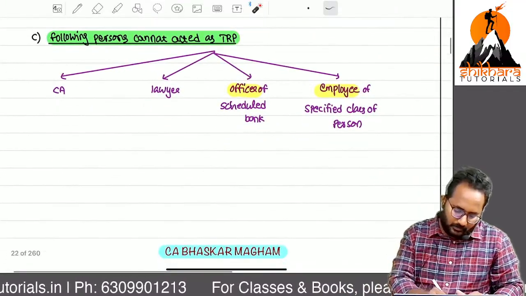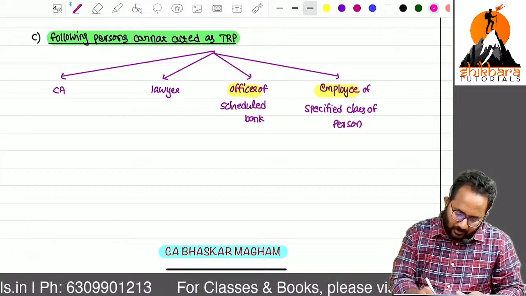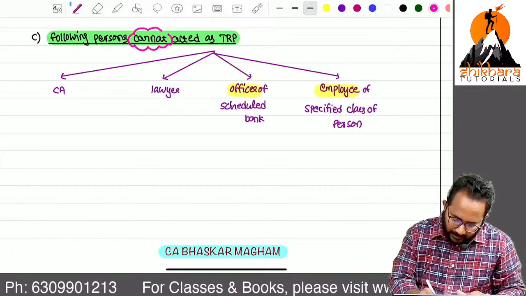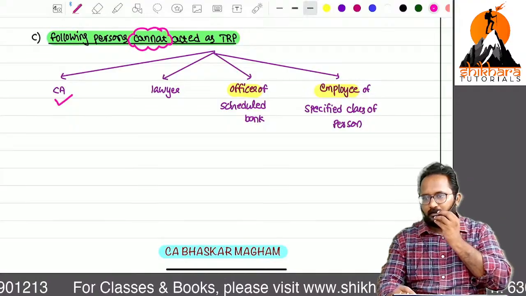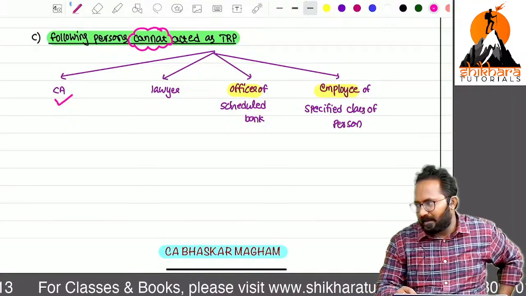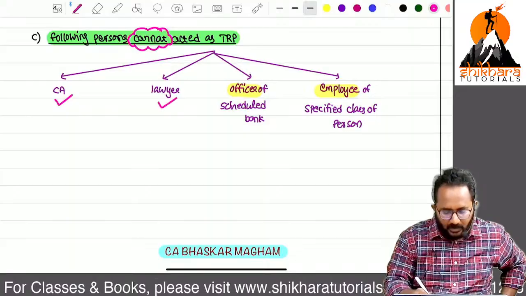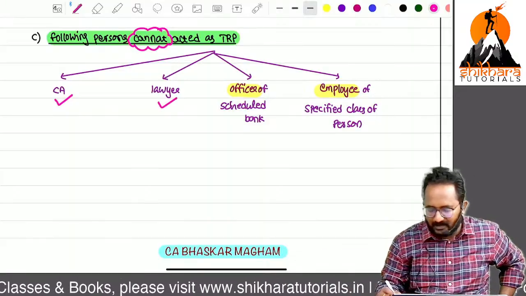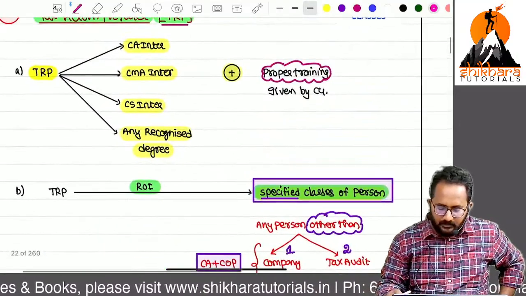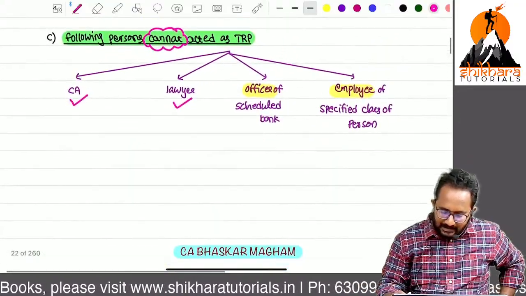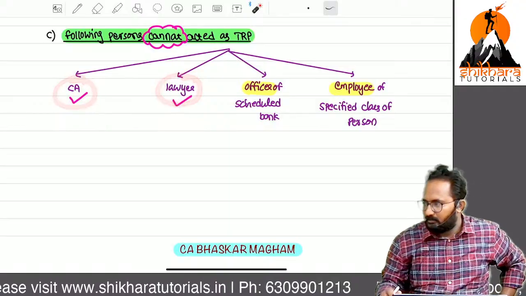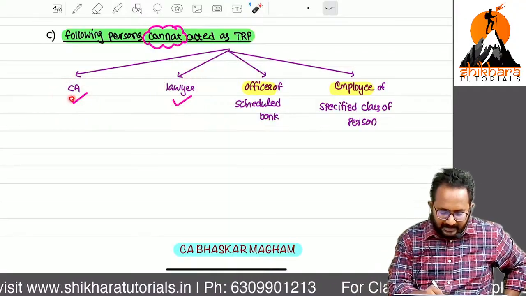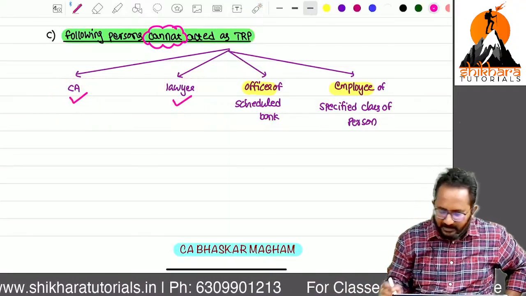So now, the following persons cannot act as a TRP. First person, CA. A chartered accountant cannot act as a TRP, and a lawyer also cannot act as a TRP. Reason, yes, ma: you can act directly at a higher level than the TRP. That's why they are deleting this list of persons from TRP.